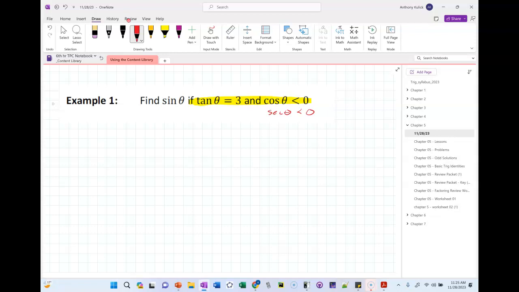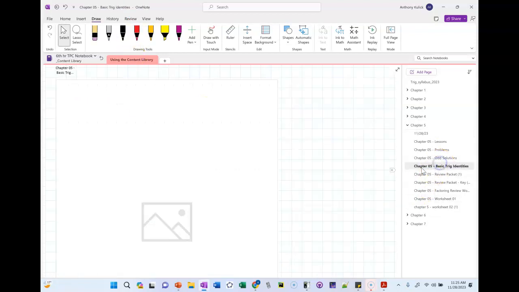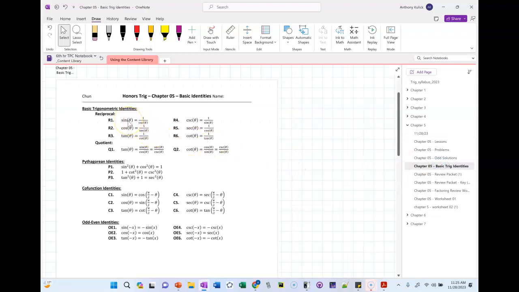Now what I want to do is look for an identity that relates either tangent and cosine only, or tangent and secant only. So I'm going to go to my identities and look for one where I have only tangent and cosine or tangent and secant. Nothing up here. Nothing down here. P3, tan squared theta plus 1 equals secant squared theta. That's what I'm going to use.